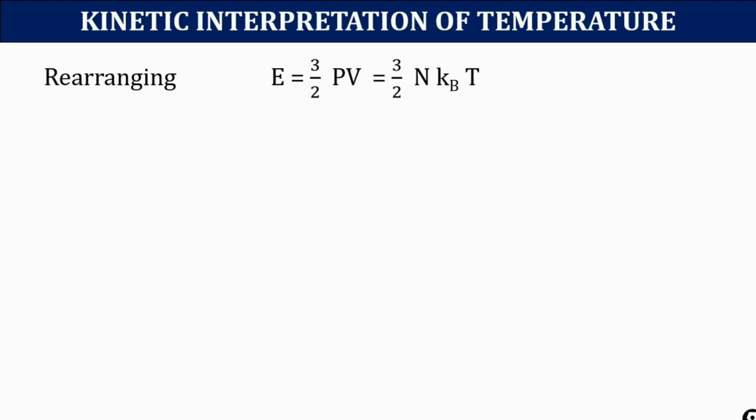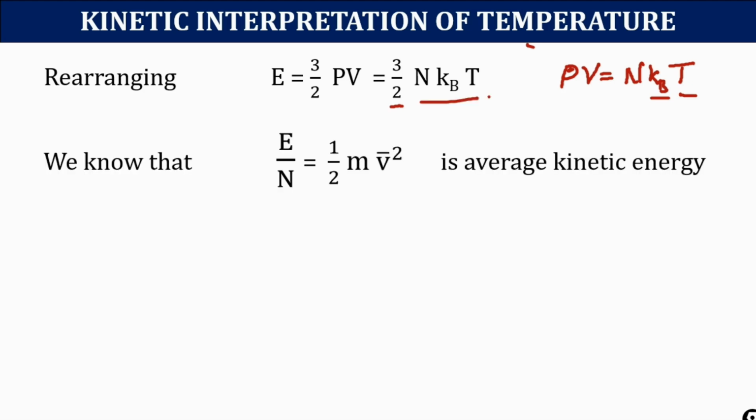What are we doing? Taking 2 by 3 to the other side of the equal sign, it becomes E is equal to 3 by 2 into PV. We have seen in the previous section the expression PV is equal to N k_B T, where k_B is the Boltzmann constant and T is the absolute temperature. Substituting this in the expression for the internal energy, we get the internal energy is equal to 3 by 2 into N k_B T.